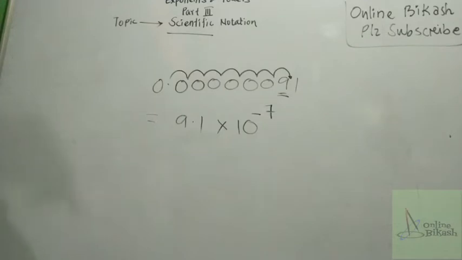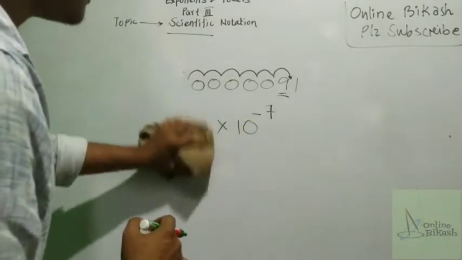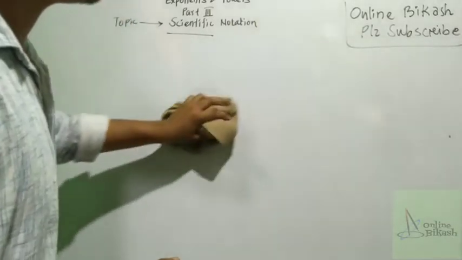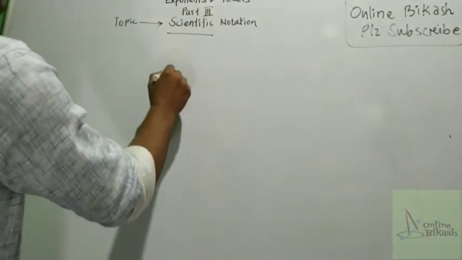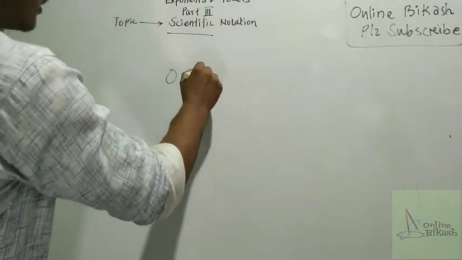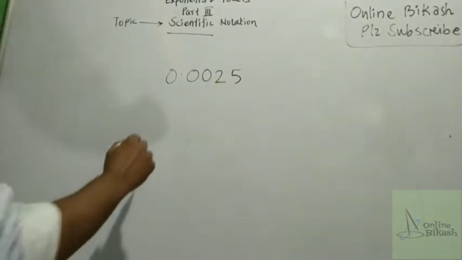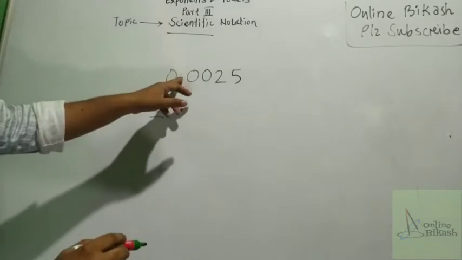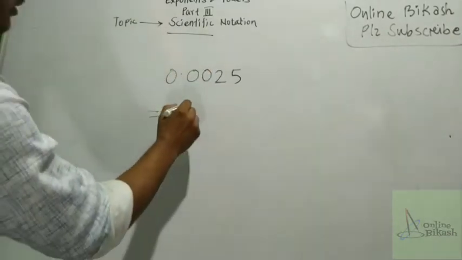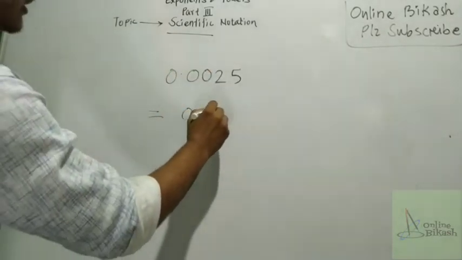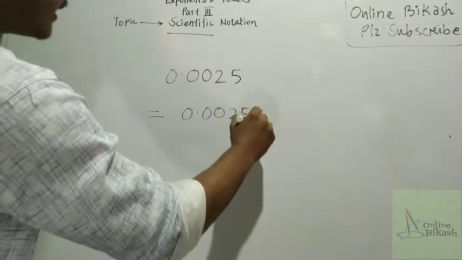Is it clear? So how did we get this number? How did we get this minus sign here? Let us discuss it. For that we will take a smaller number. Let us take 0.0025. Okay. Now suppose we have to move the point from here to here, this place. So what will we do? We will write the 0.0025 and into what?